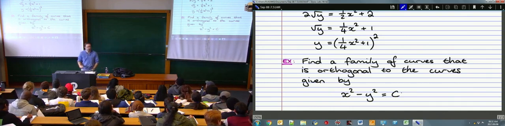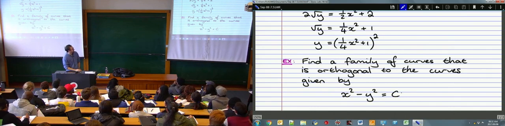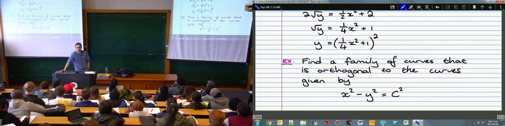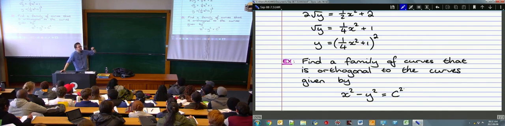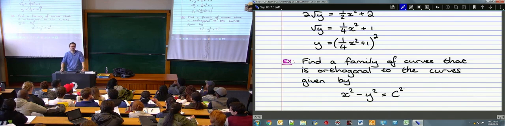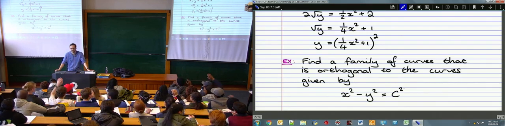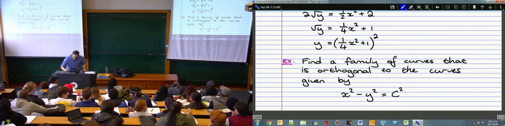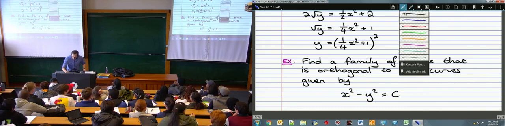Maybe we can ask a very tricky question. What's the difference between x squared minus y squared is equal to c and x squared minus y squared is equal to c squared? Does that change the family of curves in any way? How? Who thinks changing c to c squared changes the family of curves? Go on, put your hands up, nice and high. Okay, so there's like one person. Who thinks changing c to c squared doesn't change the family of curves? Oh dear, right? This really is very important.